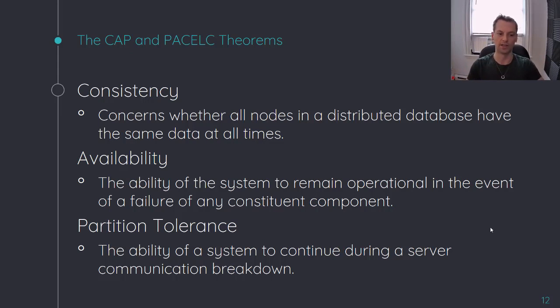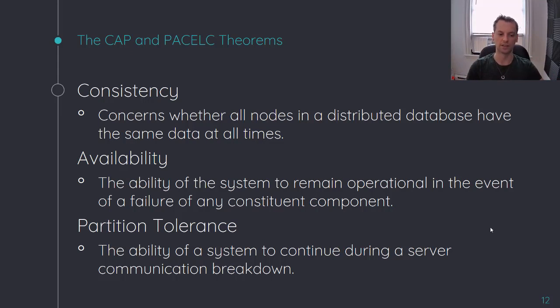If you're valuing availability, it's the ability of the system to remain operational in the event of a failure of any of its constituent components. So if one of your computers and one of those nodes goes down, how does the system behave? Do the other nodes still respond, or don't they?